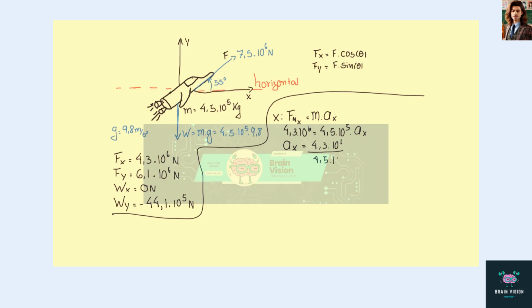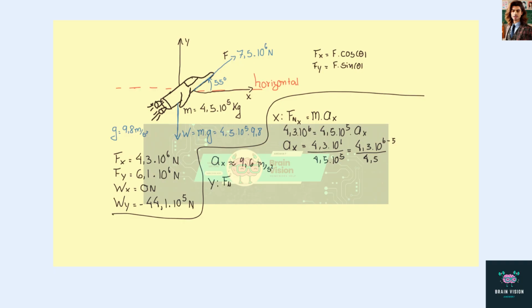Then the x component of the acceleration is equal to 4.3 times 10 to the sixth divided by 4.5 times 10 to the fifth. This is equal to 4.3 times 10 to the sixth minus 5 divided by 4.5. And this gives us approximately 9.6 meters per second squared for the x component of the acceleration. For the y component, we have the following.